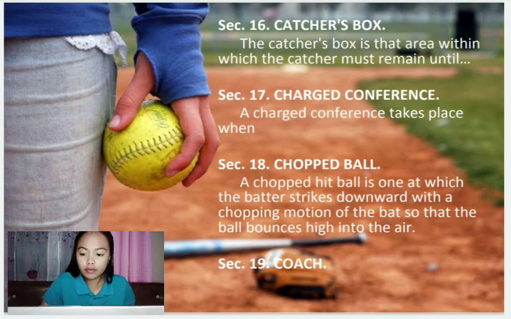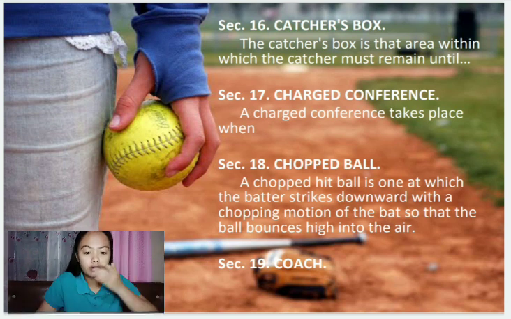Okay. Next is section 18, the chopped ball. A chopped ball or chop hit ball is one in which the batter strikes downward with a chopping motion of the bat so that the ball bounces high into the air. So matatawag siyang chopped ball kapag ang batter na strike niya yung bola downward, like chopping. So, the motion of the bat is such that the ball bounces high into the air.